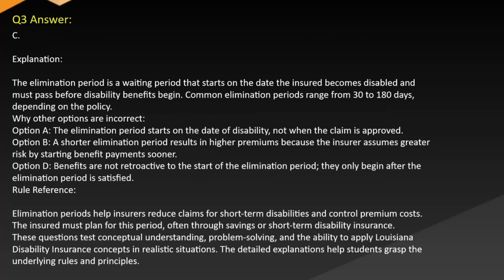Answer. C. Explanation. The elimination period is a waiting period that starts on the date the insured becomes disabled and must pass before disability benefits begin. Common elimination periods range from 30 to 180 days, depending on the policy. Why other options are incorrect? Option A. The elimination period starts on the date of disability, not when the claim is approved.